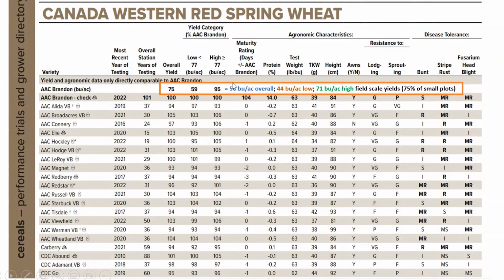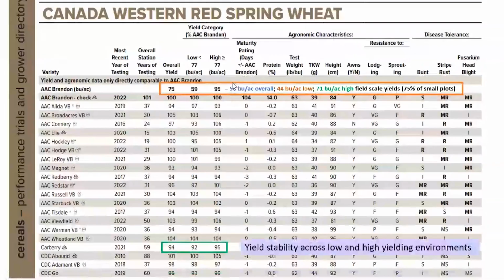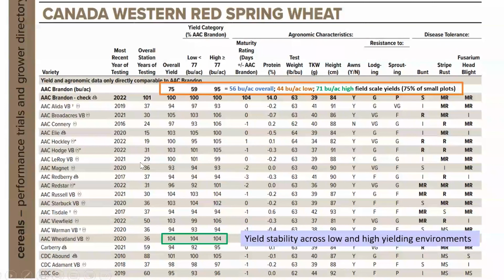And if we first look, my apologies, at Wheatland, you can see that it was last tested in 2020, with 36 station years of data, and overall it yielded 104% of Brandon. In the low environment, it yielded 104% of Brandon, and in the high yield environment, it yielded 104% of Brandon. So what this variety has is yield stability across low and high yielding environments, which is really nice if you don't know what Mother Nature is going to send you that growing season. So it has that consistency of performance.